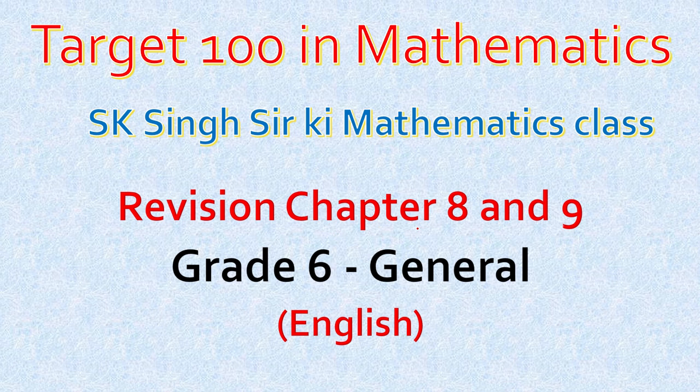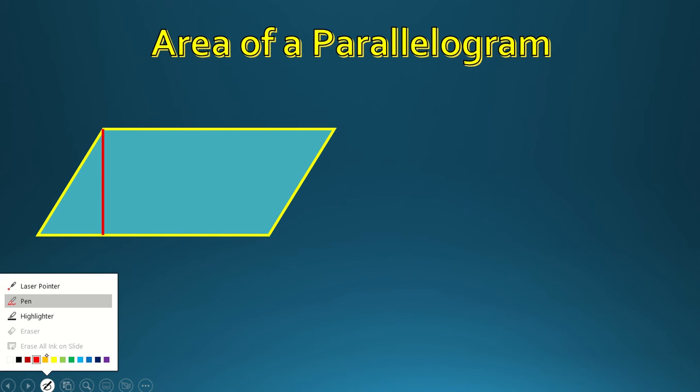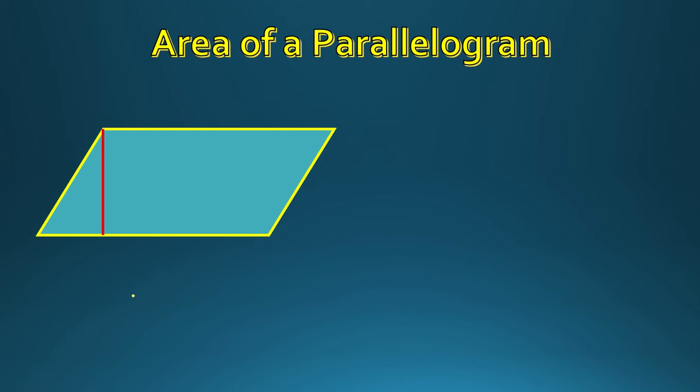to revise chapter 8 and chapter 9 for grade 6. Chapter 8 is area and chapter 9 is volume and surface area of rectangular prism and some other types, like triangular prism and pyramids. Okay, let's start the lesson. This is just a revision only, so I will explain how to solve the questions. I will not consider the practice questions here because I have made separate videos for that, so you can go through those videos. It is just a revision only.